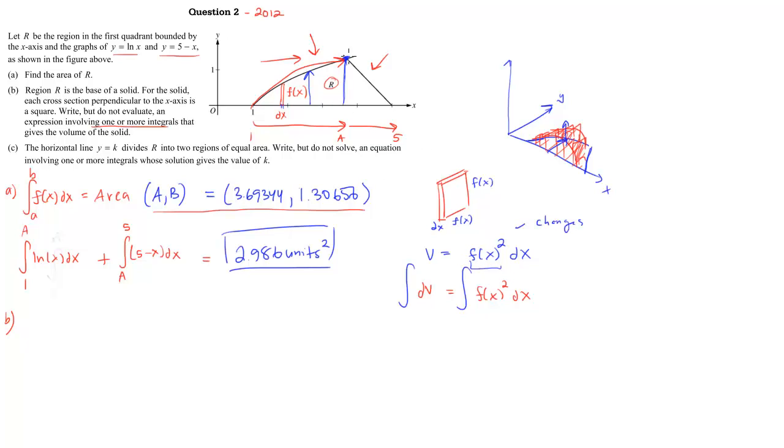Now because f of x changes at this point here, we're going to have to split this up into two integrals just like we did in the last one. So let's do that. Our volume equals the integral from 1 to a, where a is just this point here, since that's the realm of our first function, of ln of x squared dx, plus the integral from a to 5 of (5 minus x) squared dx.